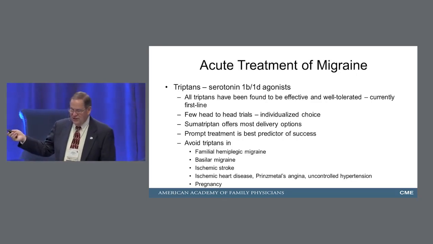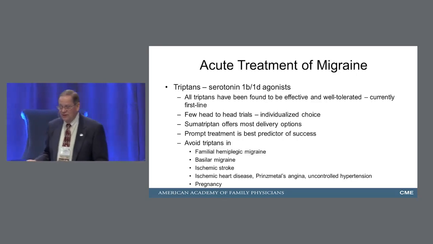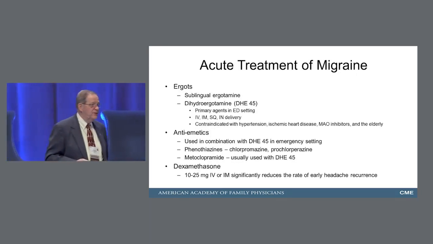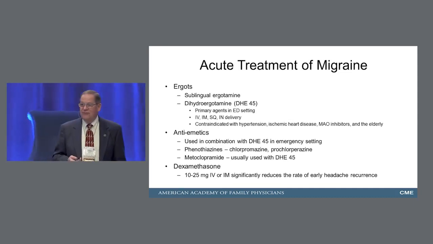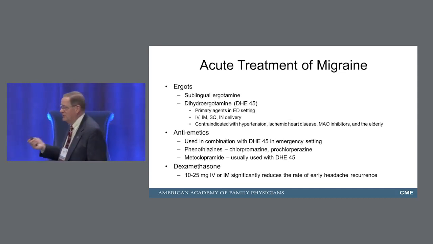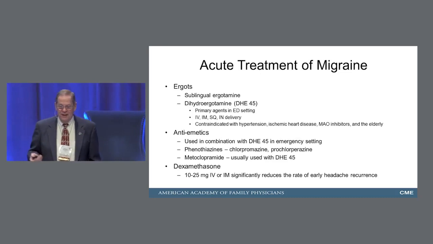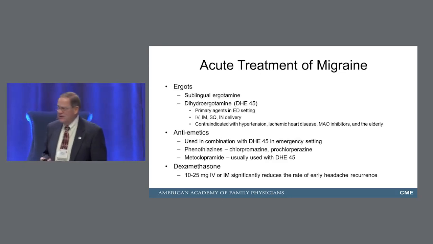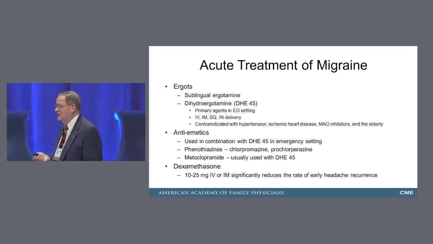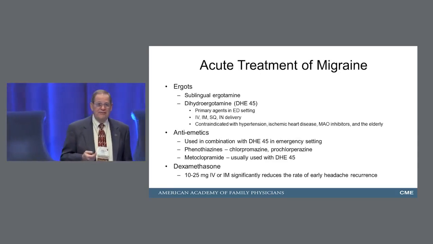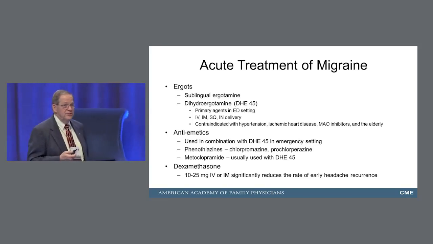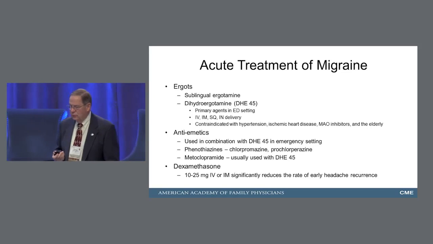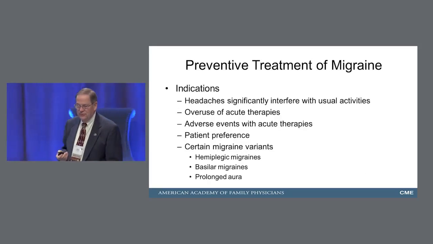And I've got a list there of situations where you should avoid triptans. Ergots are still out there, but mostly we see DHE 45 used in the emergency room for someone who comes in with a horrible headache and vomiting, combined with an antiemetic, usually metoclopramide. And then I put dexamethasone on here because there's good evidence that treating patients in the acute setting with dexamethasone IV or IM reduces the rate of early headache recurrence.